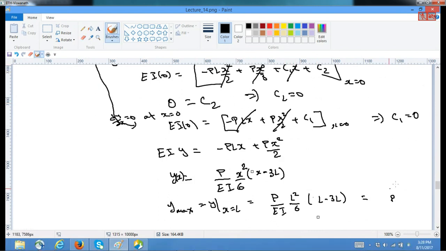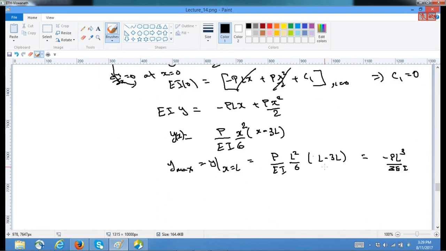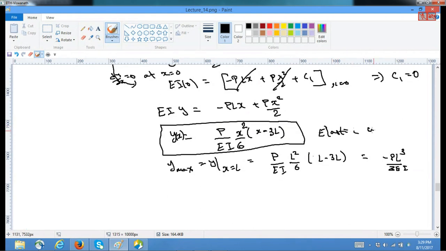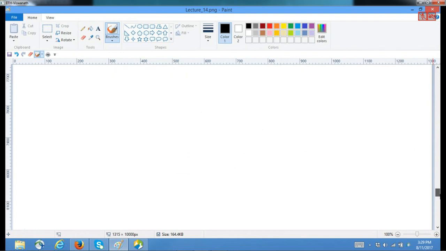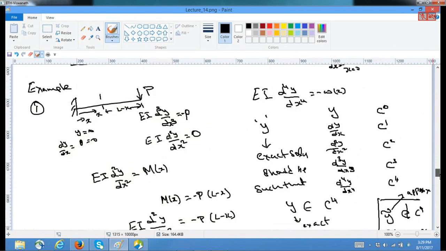The answer you might have also studied elsewhere. This will give you PL cube by 3EI with a negative sign, because the deflection on the bottom side is considered as negative. This is your elastic profile or elastic curve, and this is your maximum deflection. Similarly, we can even do it for other modes, which I leave as an exercise for you to do.